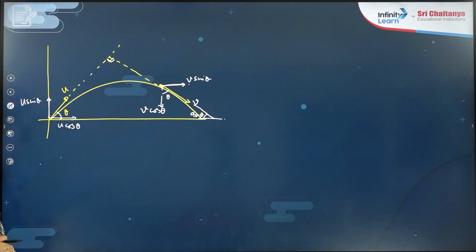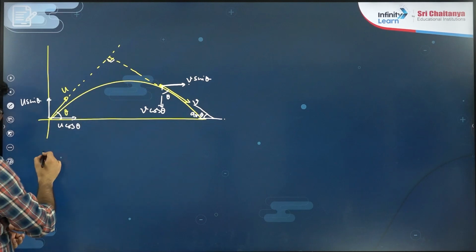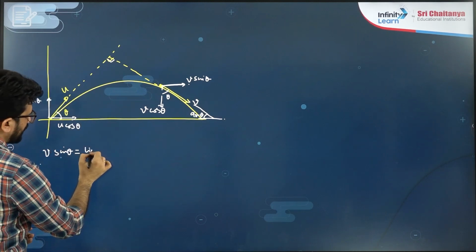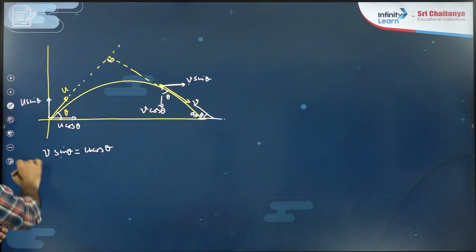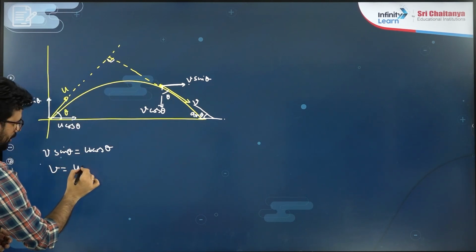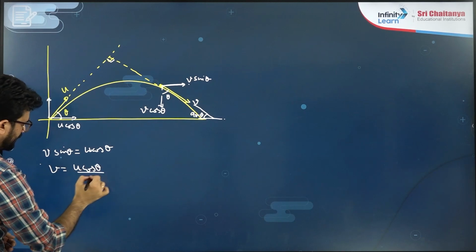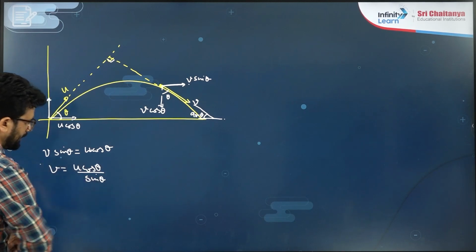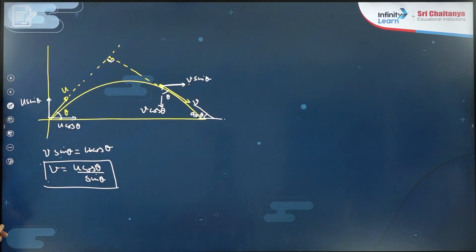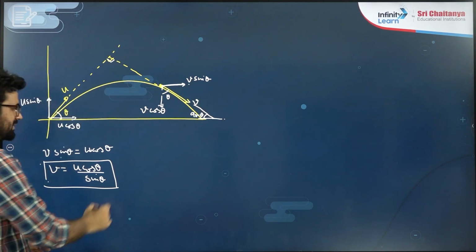We know the horizontal component does not change. We can say v sin theta is equal to u cos theta. That remains the same, that is not going to change. So we can say v is equal to u cos theta divided by sin theta. Okay, this is very basic. We can find this part, that's the v value, and we know v, then again we can apply the vertical motion and we can calculate the time.